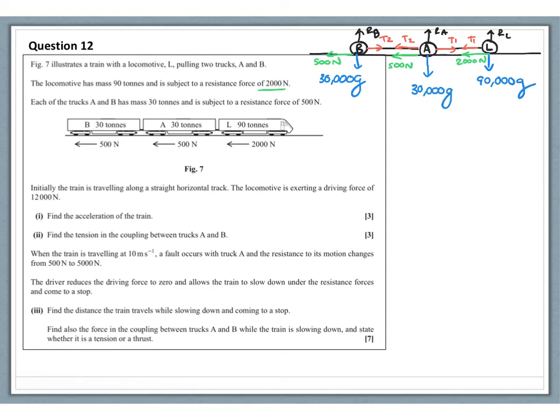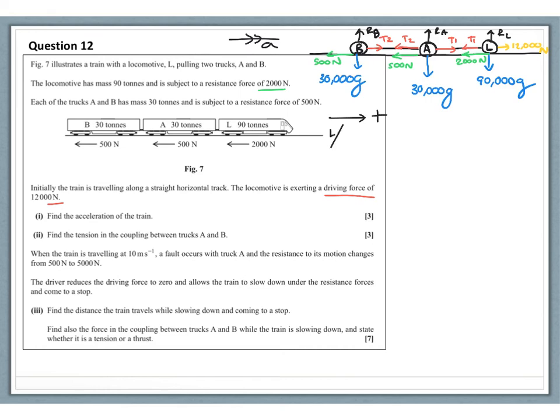Now, there's one last piece of information. The locomotive is exerting a driving force of 12,000 newtons. So I'm going to put that on in yellow, 12,000. Some very large numbers here in this question. Find the acceleration of the train. So I'm going to draw on my acceleration like that. I'm going to say going to the right is positive.